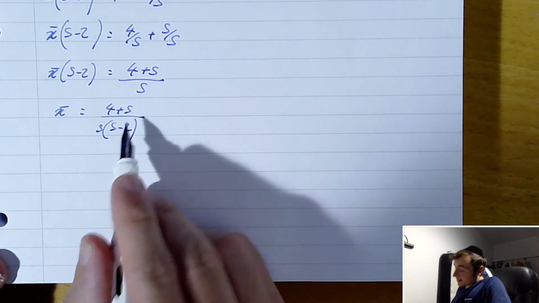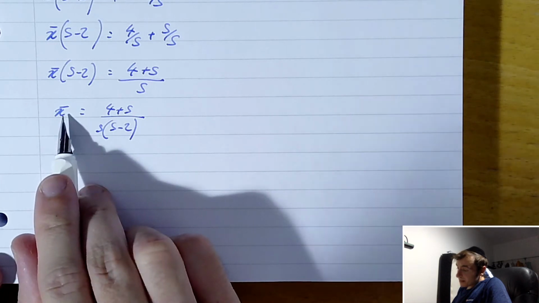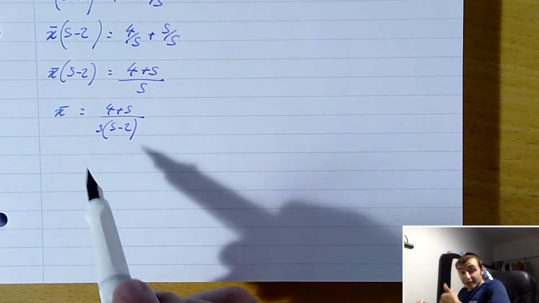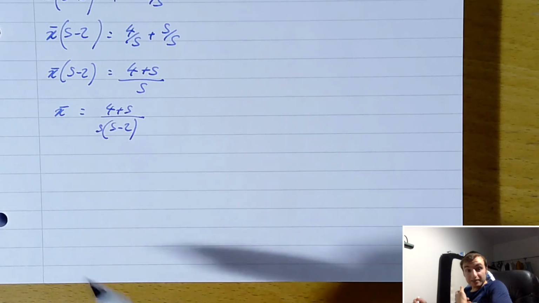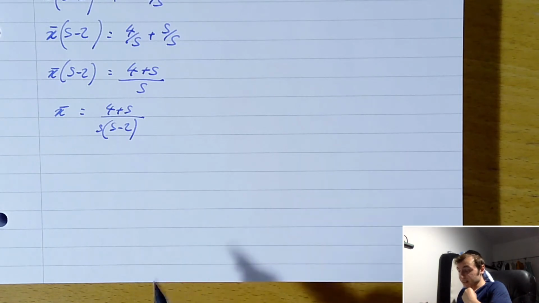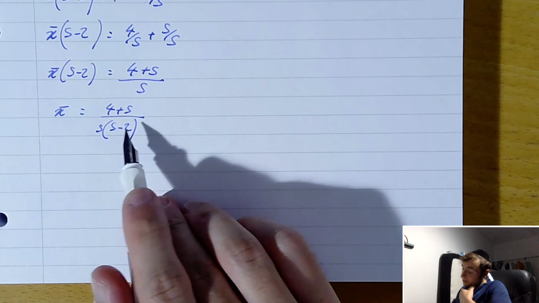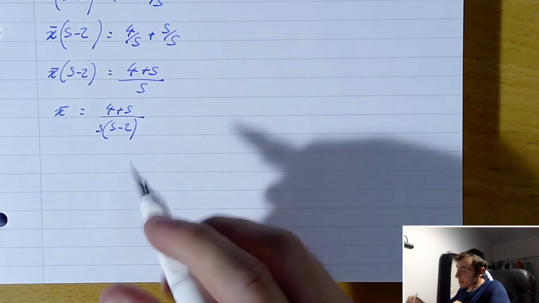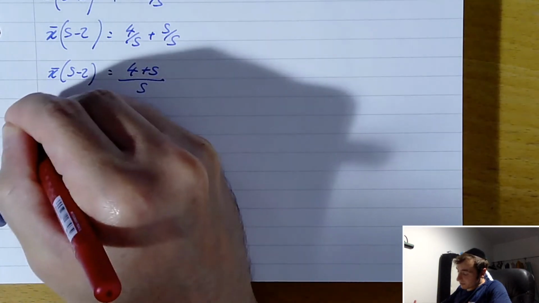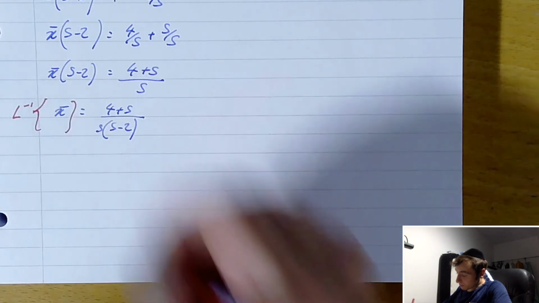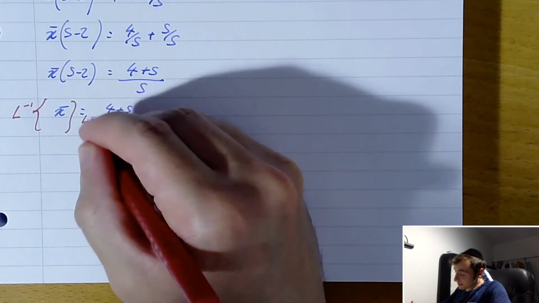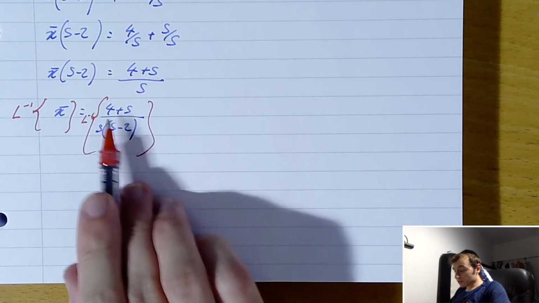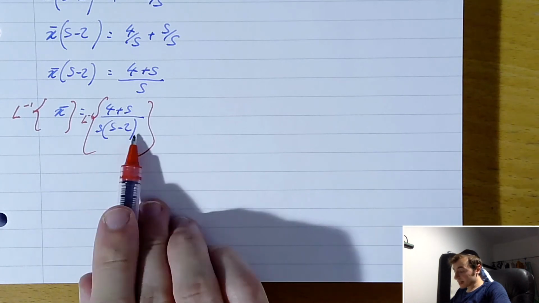Let's keep going. Now we can see that we've got x bar. Remember, x bar is the Laplace transform of x, and the inverse Laplace transform of x bar is x. And that's what we want to find: x in terms of t. So if we find the inverse Laplace transform of x bar, then we'll have x. That will equal the inverse Laplace transform of the right-hand side. So what we need to do is find the inverse Laplace transform of (4 plus s) on s(s minus 2).